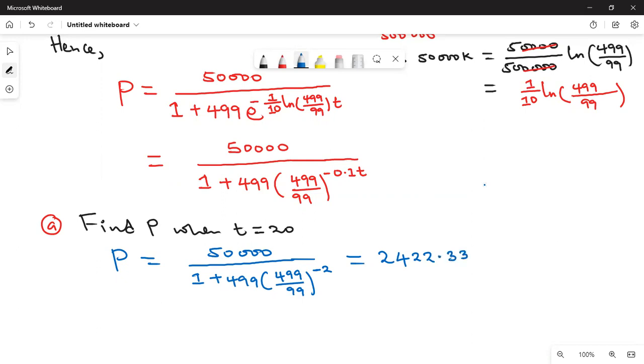That's the number of people who will be aware of the product after 20 days. And you see your population, there's no decimal. So you can truncate those ones so that we have 2422 people. Those are the people who will be aware of that product after 20 days. 2422 people.